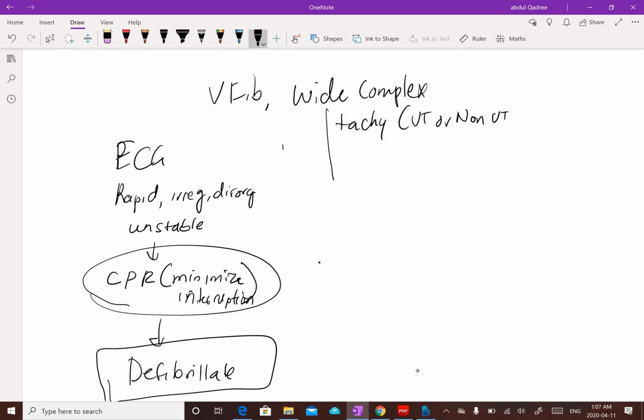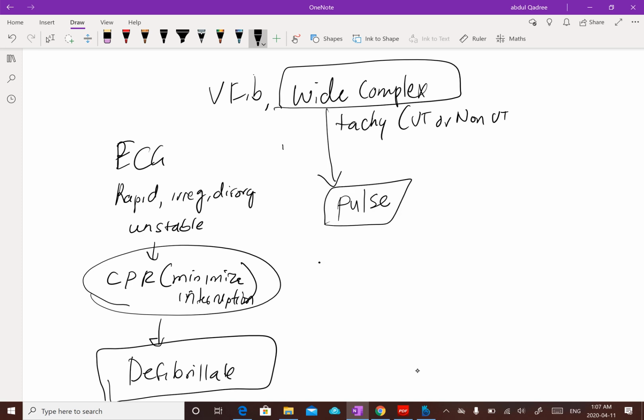If it's a wide complex tachycardia, we said that ventricular fibrillation can be a wide complex, ventricular tachycardias can be a wide complex, as well as some supraventricular tachycardias with bundle branch block. So let's say we have a wide complex tachycardia, and we look at the pulse now. Is the pulse present? If it is not present, then we follow the same treatment pathway as for ventricular fibrillation: CPR, defibrillate, and continue down the pathway.